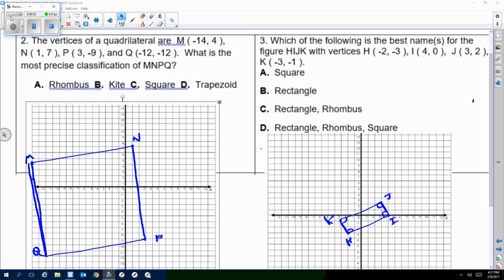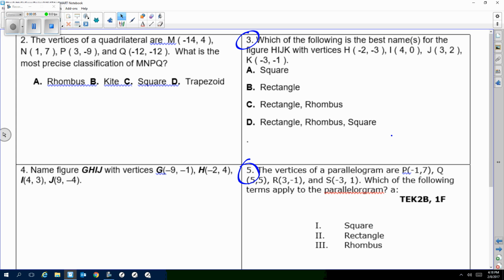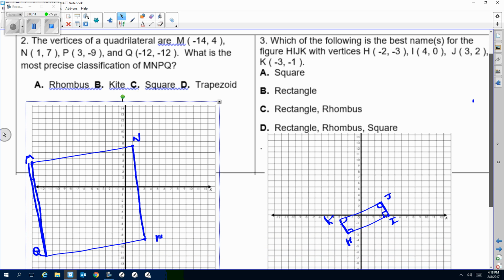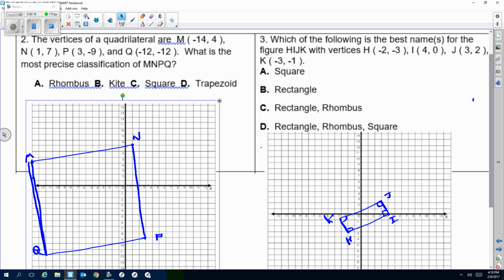Okay, kind of jumped ahead, but sorry. These next four questions, 3 and 5, are the test like. So let's talk about number 2 real quick. I went ahead and graphed it, so if you want to pause and then come back and check, you can. But we look at number 2.